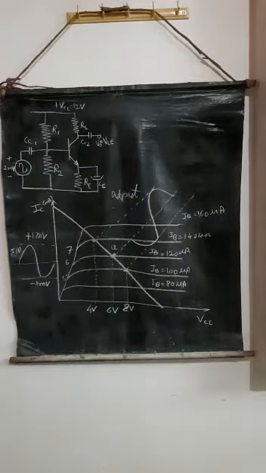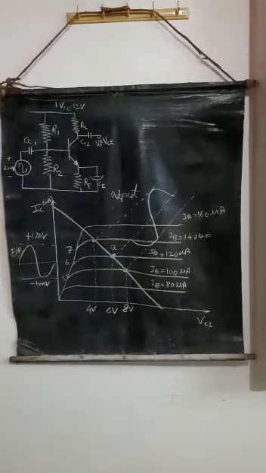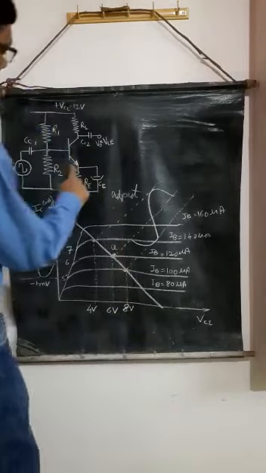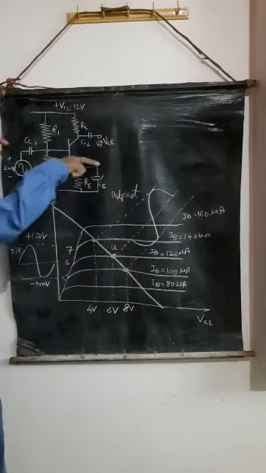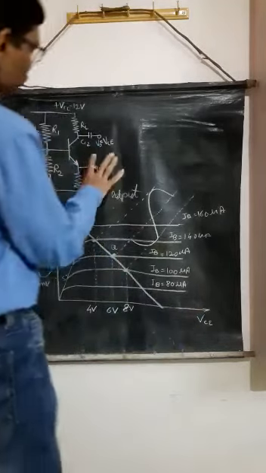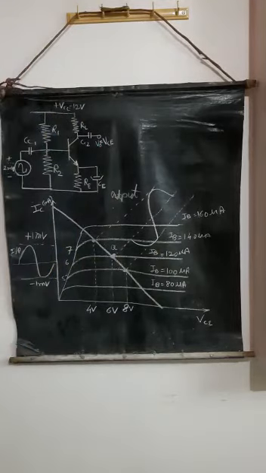Now we will study the capacitor C. This capacitor is also called the bypass capacitor. It will bypass the AC signal across RE, and it is used to stabilize the gain. The gain of the amplifier should be stabilized.